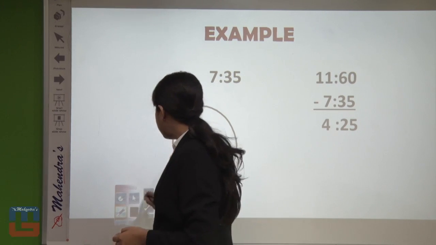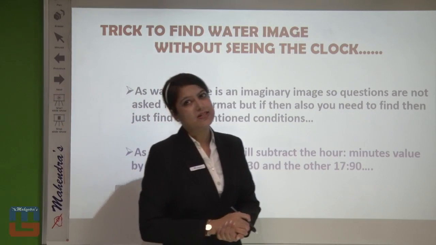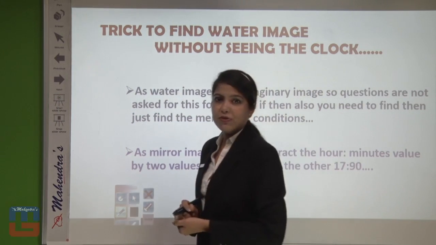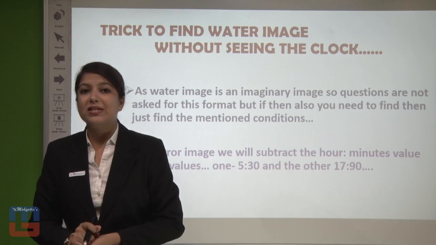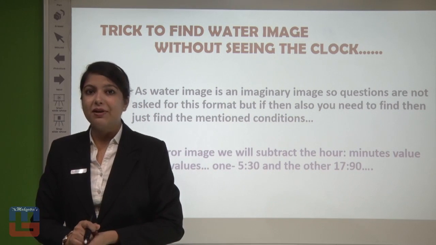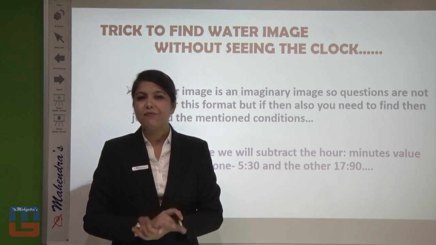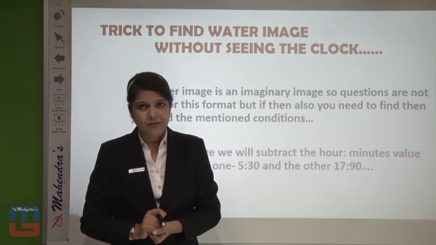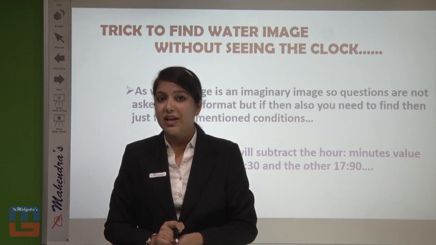Now moving further, if we talk about water image. As we subtract for the mirror image and get the answer, for the water image also we have values to be remembered. Two values: one is 5:30 and the second is 17:90. You just have to remember these values, 5:30 and 17:90, to be used for subtraction as well.